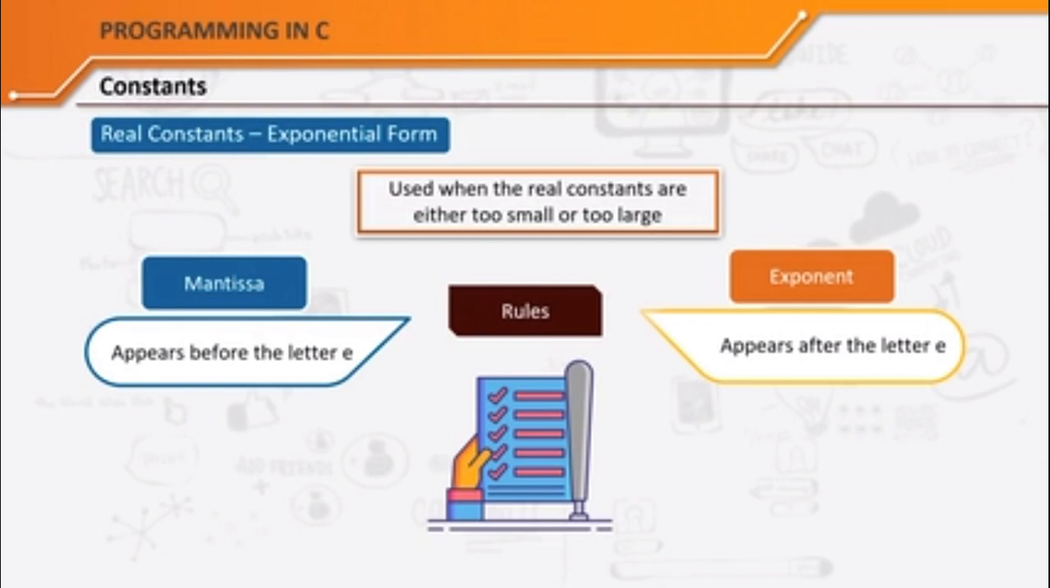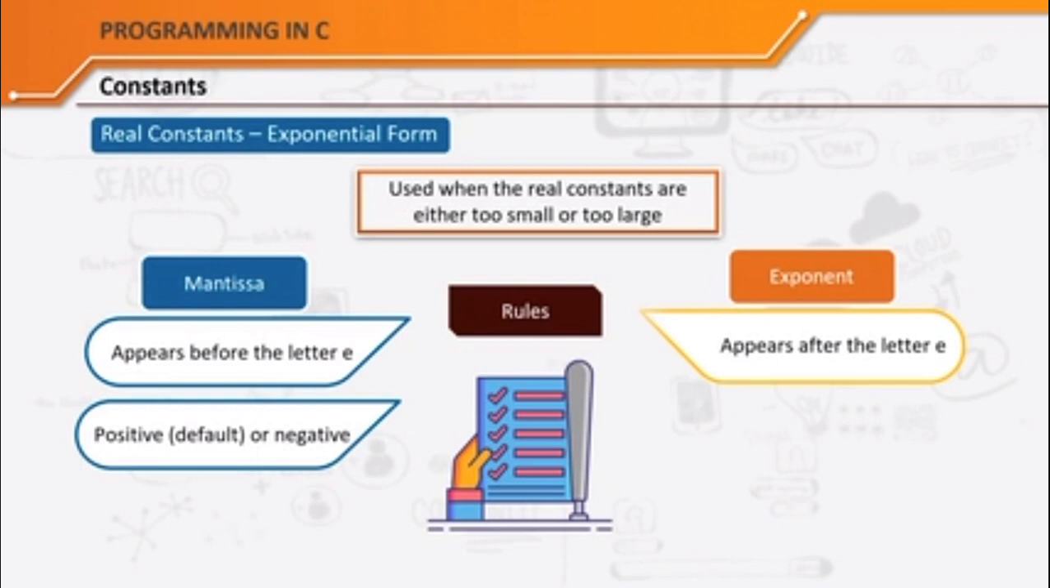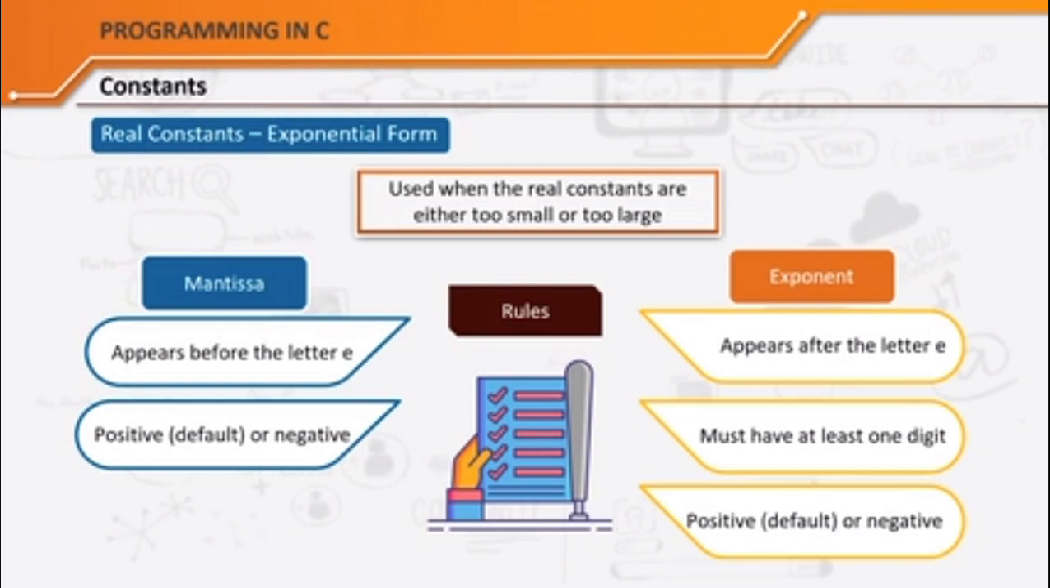To represent a real constant in exponential form, the mantissa and exponent must be separated by the letter E, and the mantissa part can either be positive or negative. The default sign of the mantissa part is positive. The exponent part must have at least one digit. Again, the digit in the exponent part can either be positive or negative. The default sign of the exponent part is also positive.